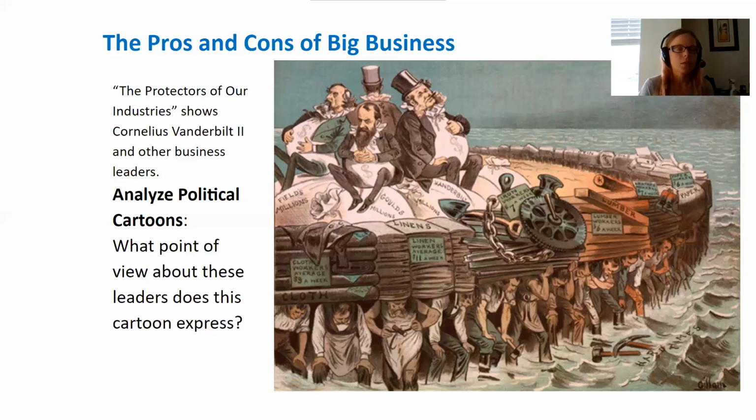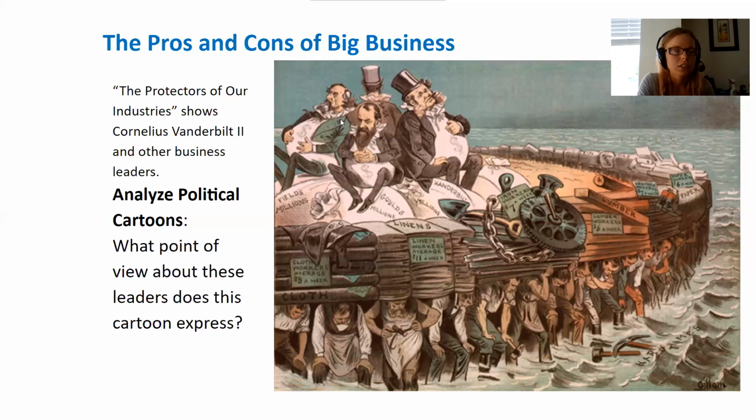Now, in this political cartoon, we're going to analyze the pieces and figure out what the message is, because a political cartoon is kind of like a puzzle that you have to figure out. It has a point to it. But the first step in figuring it out is to identify the different pieces.